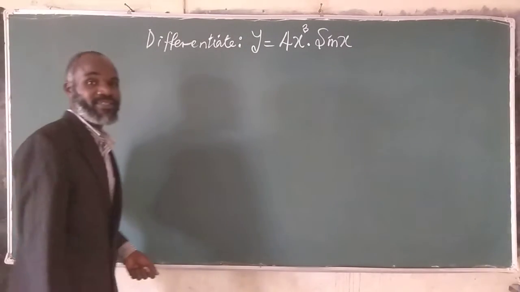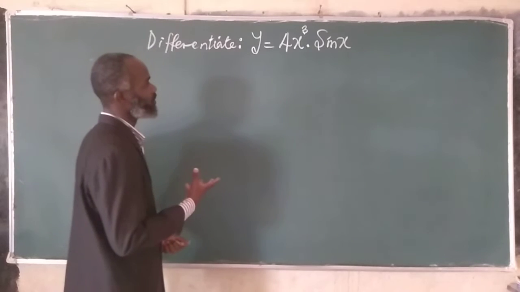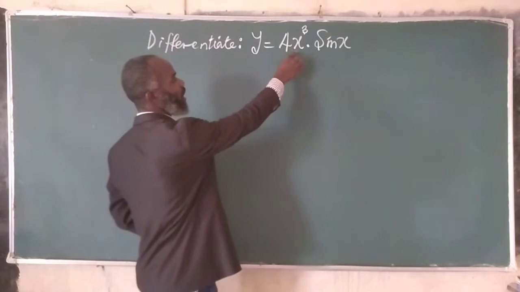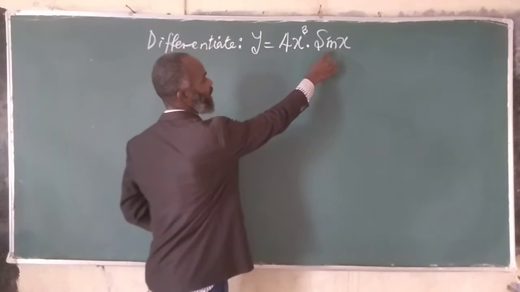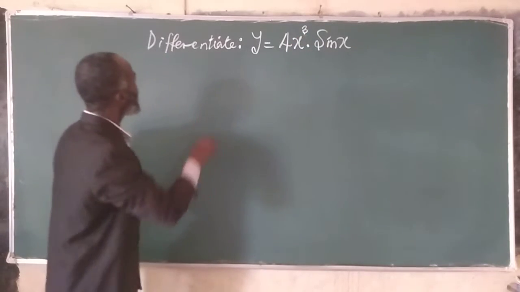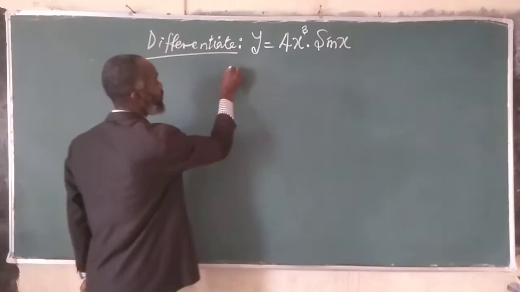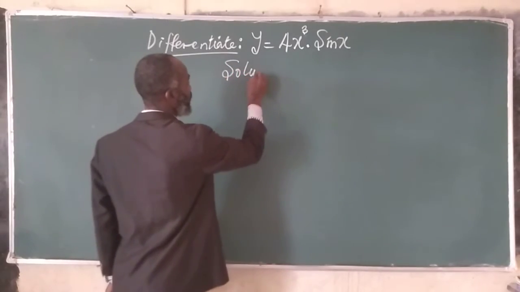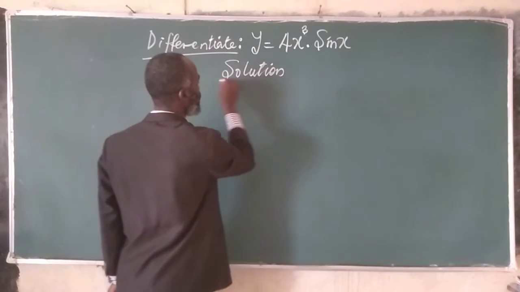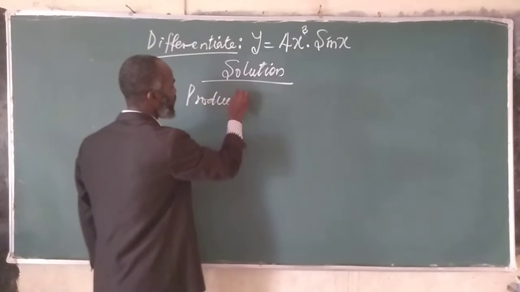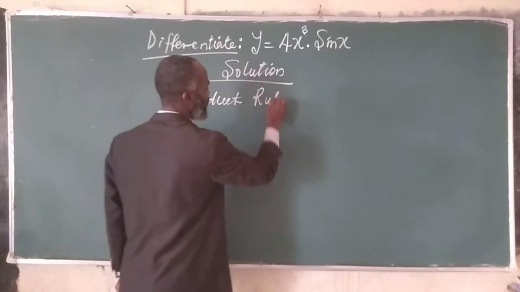That's another thing, differentiation that has to do with this. y is equal to 4x cubed dot sine x. We've been asked to differentiate this. And still remember, it's the product rule method. So our solution is going to be explaining the concept of the product rule once again.